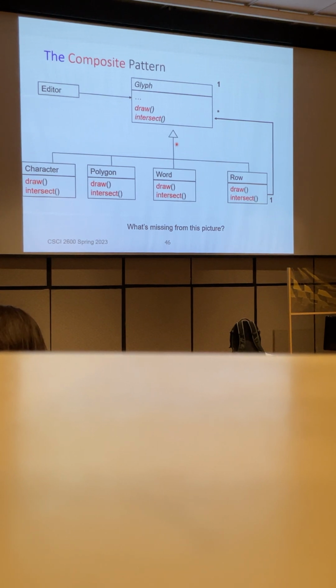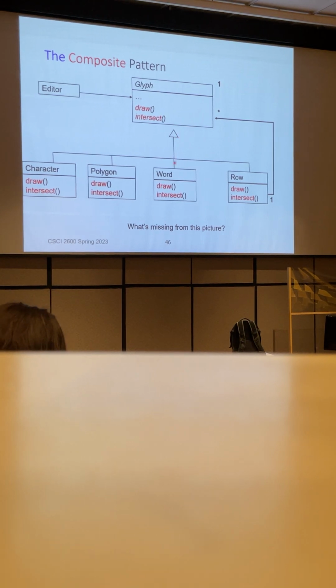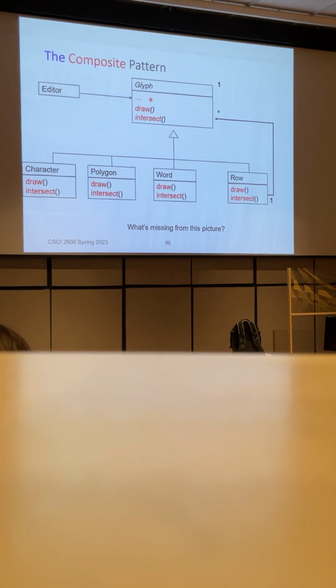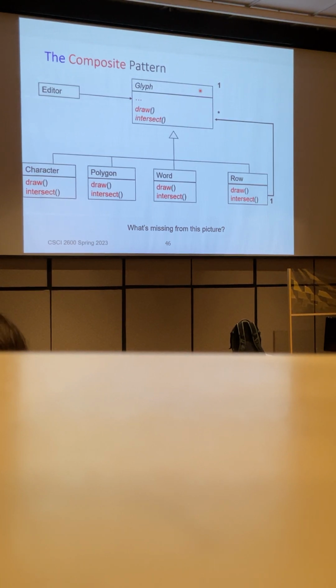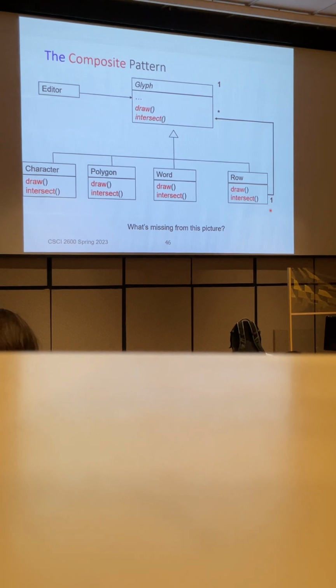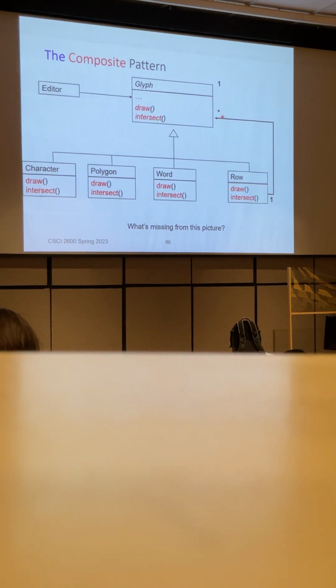Note that this is a relationship. This is their inheritance. Word is a glyph. Polygon is a glyph. Character is a glyph. Row is a glyph. But at the same time, a row consists of glyphs. That's why we have this association link where one row consists of multiple glyphs. So there's a star here.